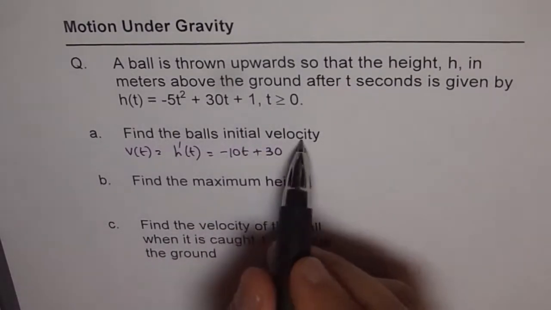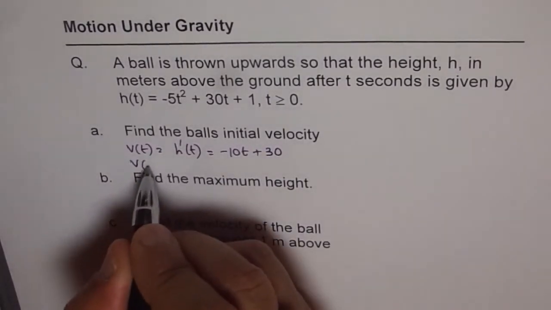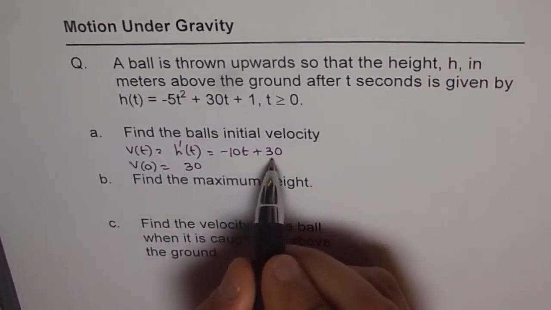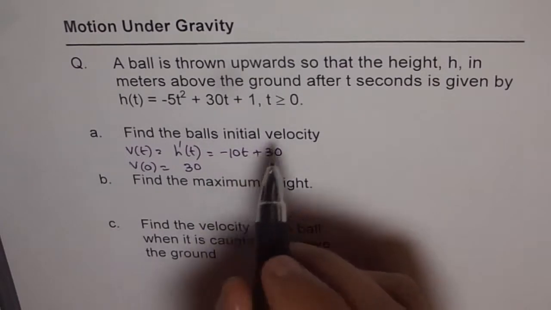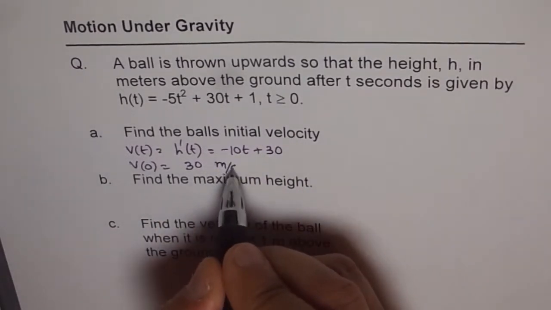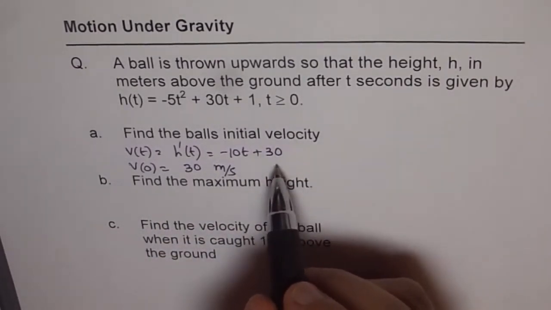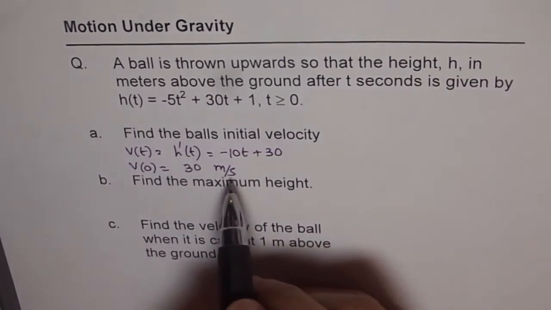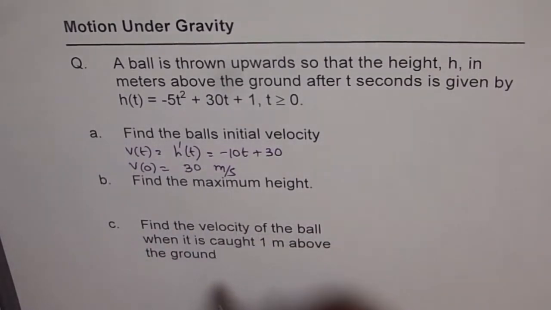When we say initial velocity, we are looking for velocity when t is 0. So when t is 0, we have 30 as the initial velocity. The units given to us are meters for height and seconds for time, so the rate, dh/dt, is 30 meters per second.